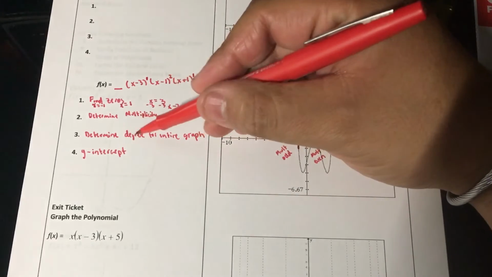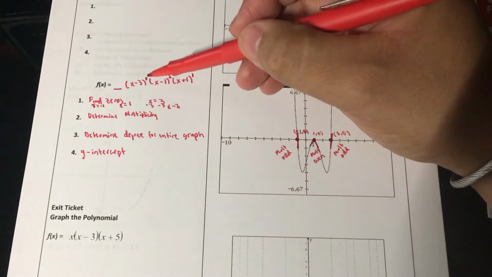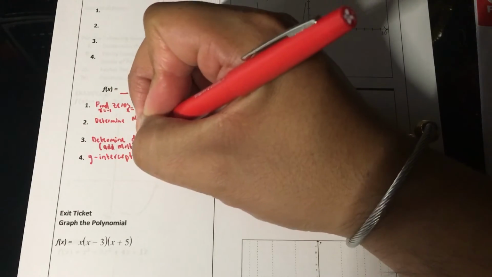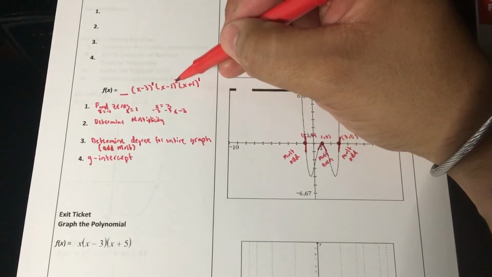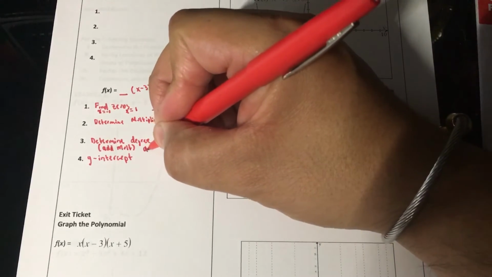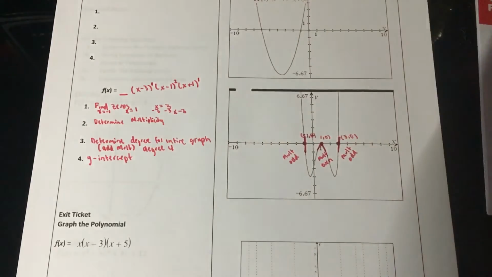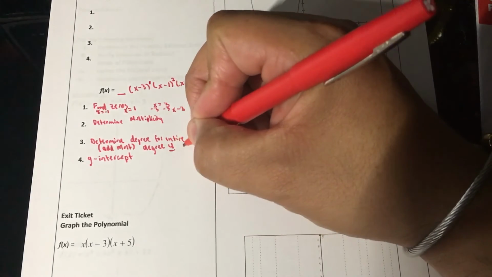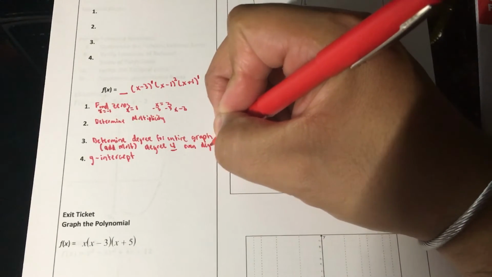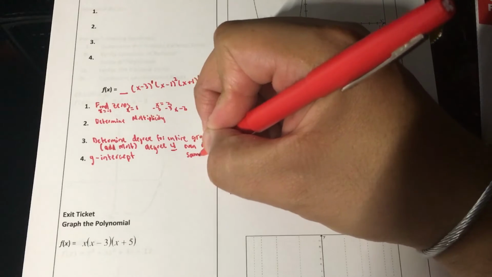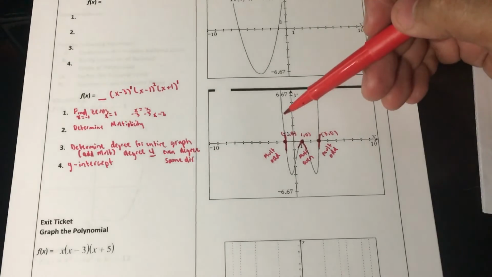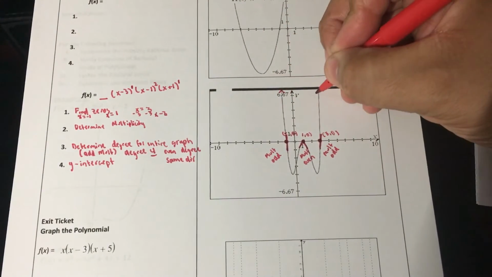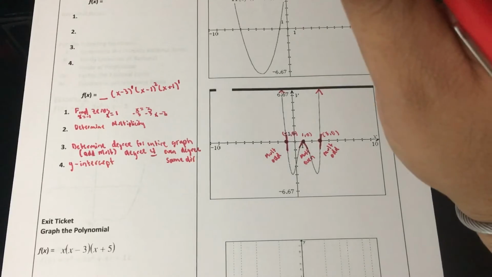Next thing is to determine the degree for the entire graph. So all I have to do here is add the multiplicities together. So here, guys, multiplicity of 1 plus 2 plus another 1 is degree of 4. Okay, and so this is an even degree, so these are moving in the same direction. And really, when I see this over here, you see how they're moving in the same direction? They're both moving up. So I'm on the right track here.